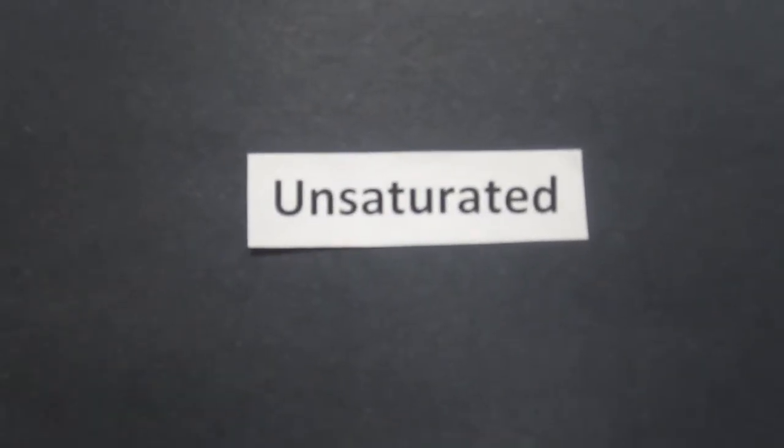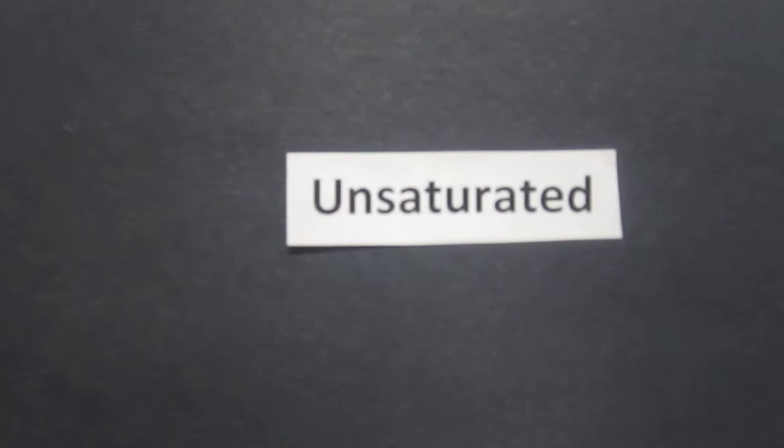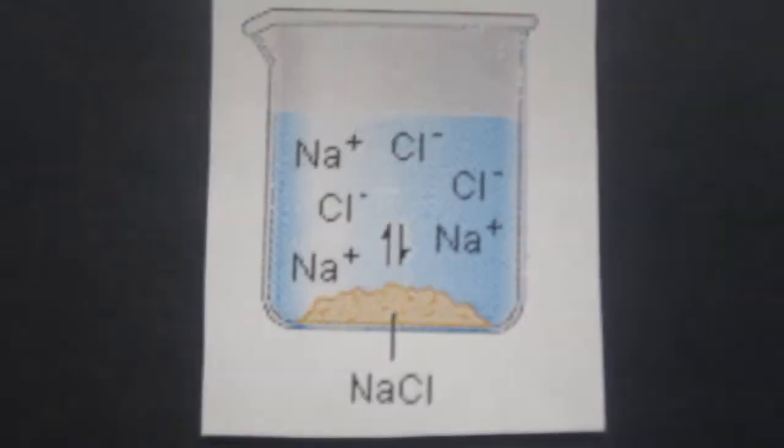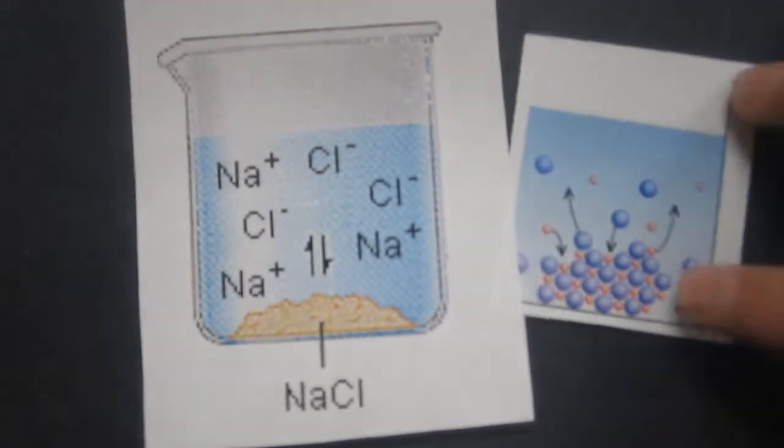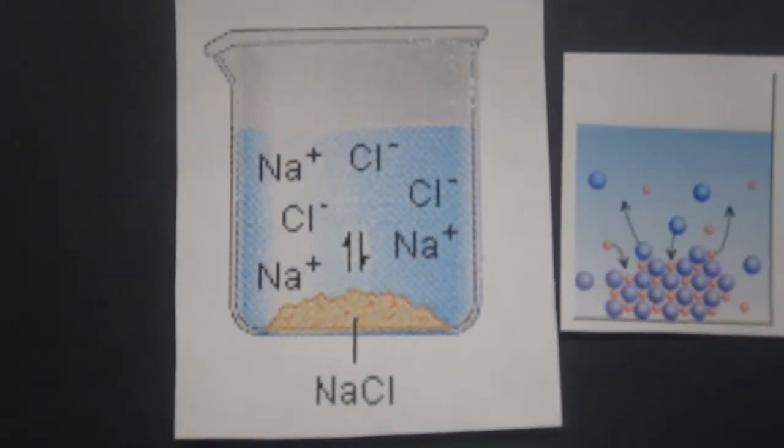An unsaturated solution is when there is too little solute in the solvent to allow the solution to form precipitate or crystals. That is because the amount of salt that you add is still dissolvable. For example, if you add NaCl to water, the salt seems to disappear.